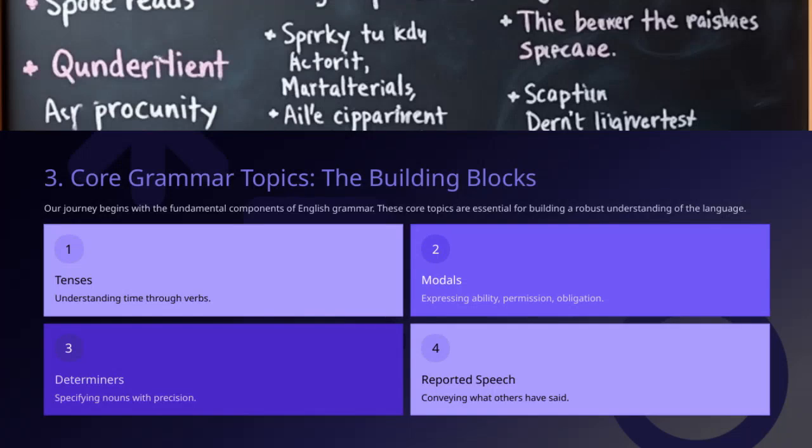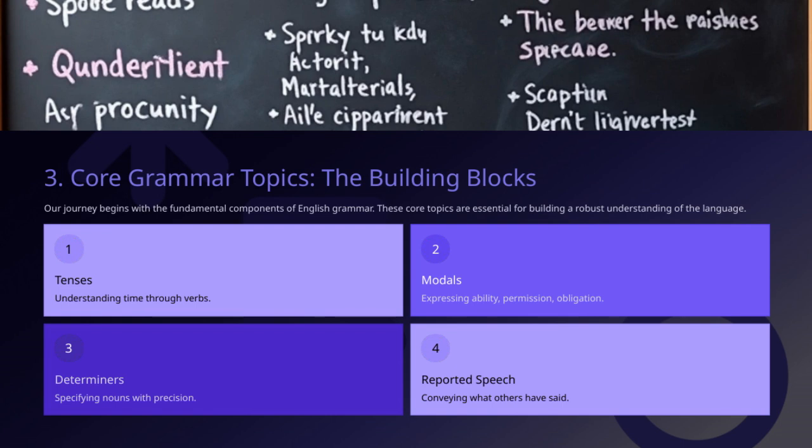Now, let's take a closer look at conveying what others have said, which is often expressed through reported speech. This is a key skill because it allows us to share information or conversations that happened elsewhere in a clear and accurate way. Next, we'll explore modals, which are essential for expressing ability, permission, and obligation. Modals help us add nuance and clarity to our sentences, making our communication more precise.